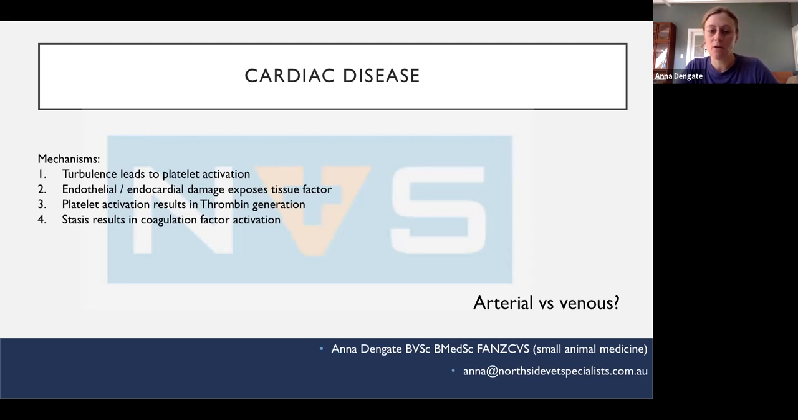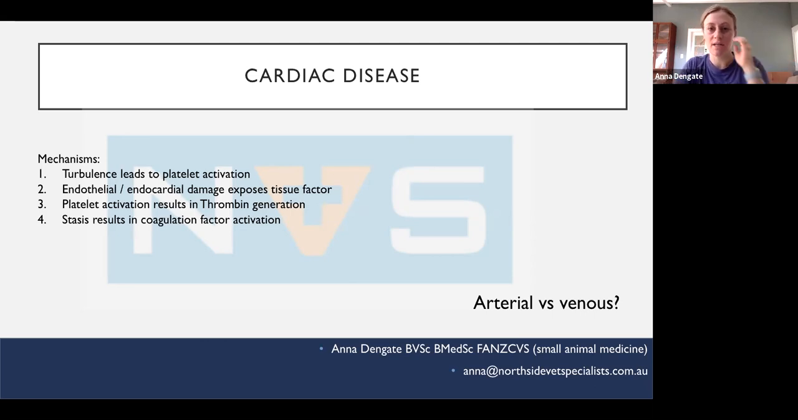Now, we typically think of clots that form in the arterial system as clots that are mostly platelets. So if you did histology on an arterial clot, like a stroke, they call them white clots because there's mostly platelets in there, as opposed to a venous clot, which is mostly made up of clotting factors and red cells. So venous clots, stasis is more of an issue. Arterial clots, platelet activation is more of an issue.